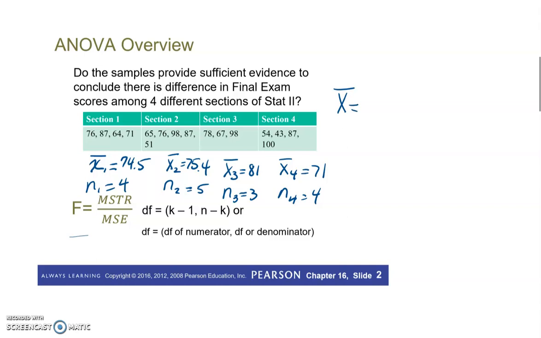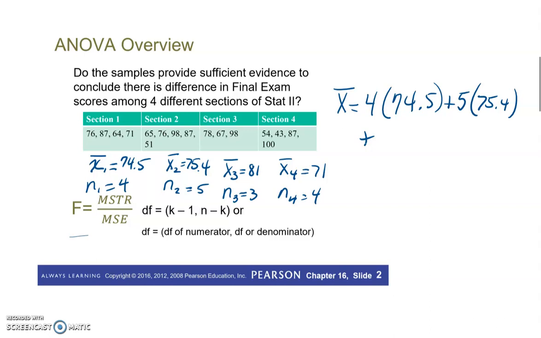So to find a total mean, let's go to section 1. There are 4 samples, and our mean is 74.5. For section 2, I have 5 pieces of data, and my mean is 75.4.